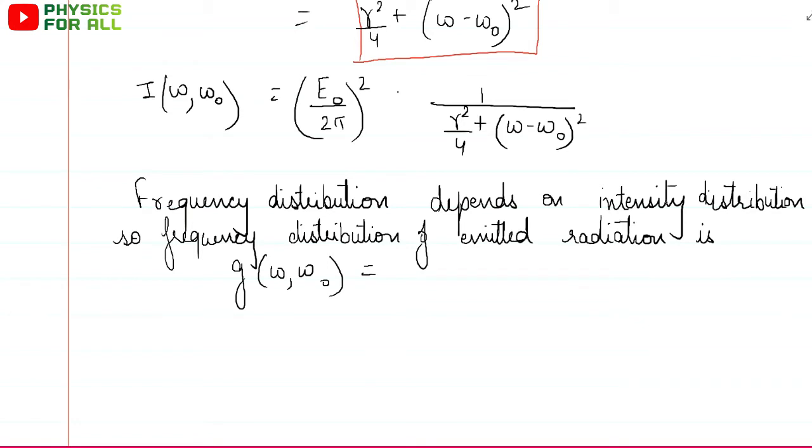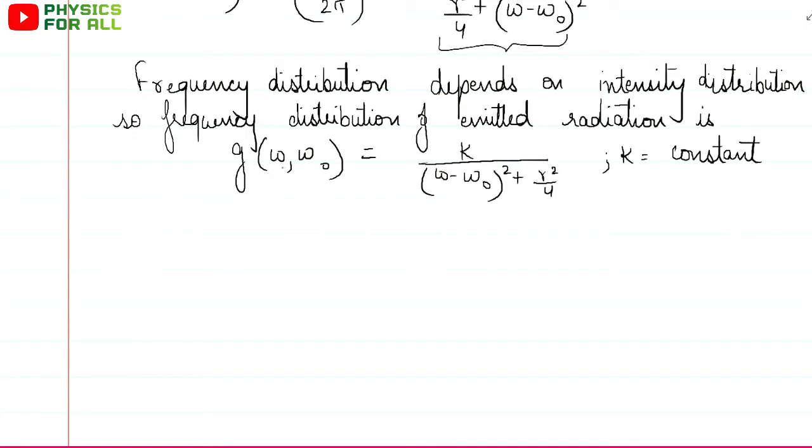So frequency distribution is the main thing that we need, which is given by G(omega, omega naught). It depends on intensity distribution. We are going to write here K upon this whole term as it is: omega minus omega naught whole square plus gamma square by 4. K is a constant. If you remember, this G(omega, omega naught) is the line shape plot. This is also called the line shape function, which actually gives the shape to the line peak, to the spectrum that we obtain. The value of this function decides the shape.